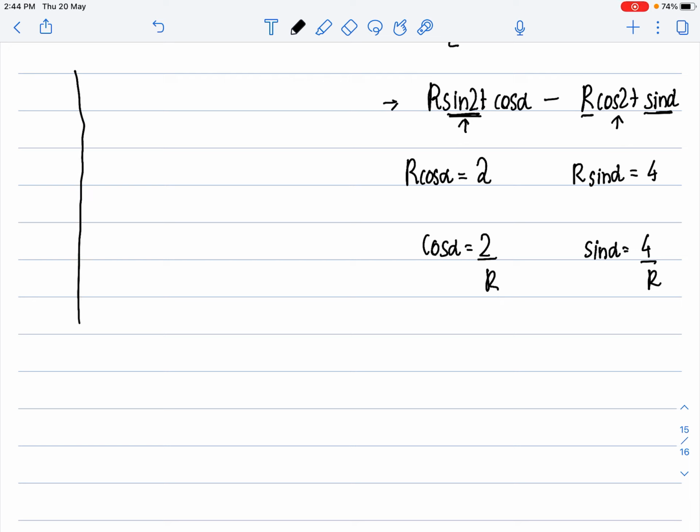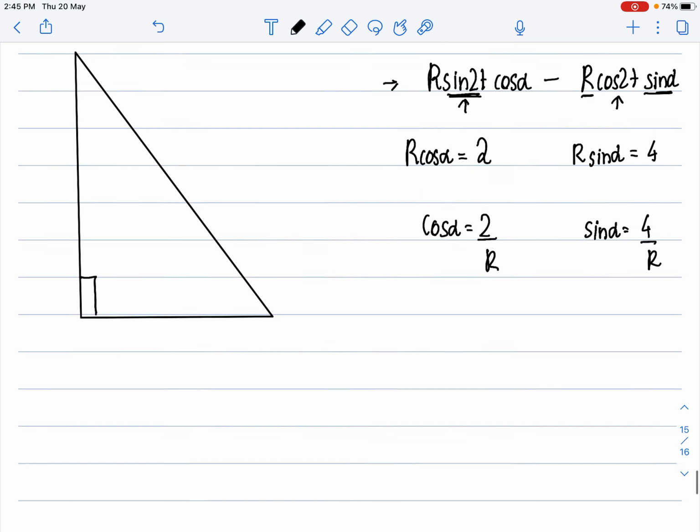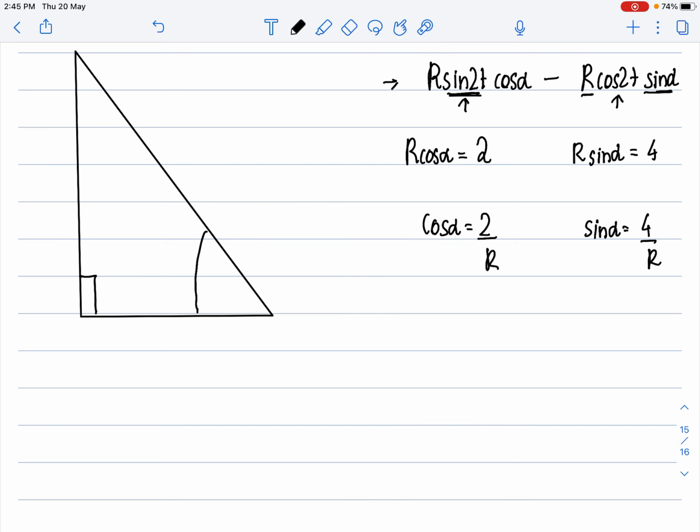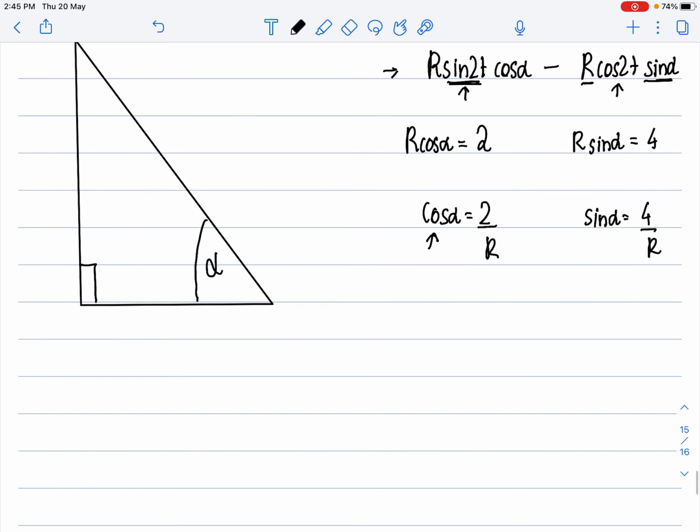I always recommend you to make a triangle. Make a right angle triangle. I know this is 90 here, and I know this angle here is alpha. Now I know cos is basically the adjacent over the hypotenuse. So the adjacent is 2, the hypotenuse is r.